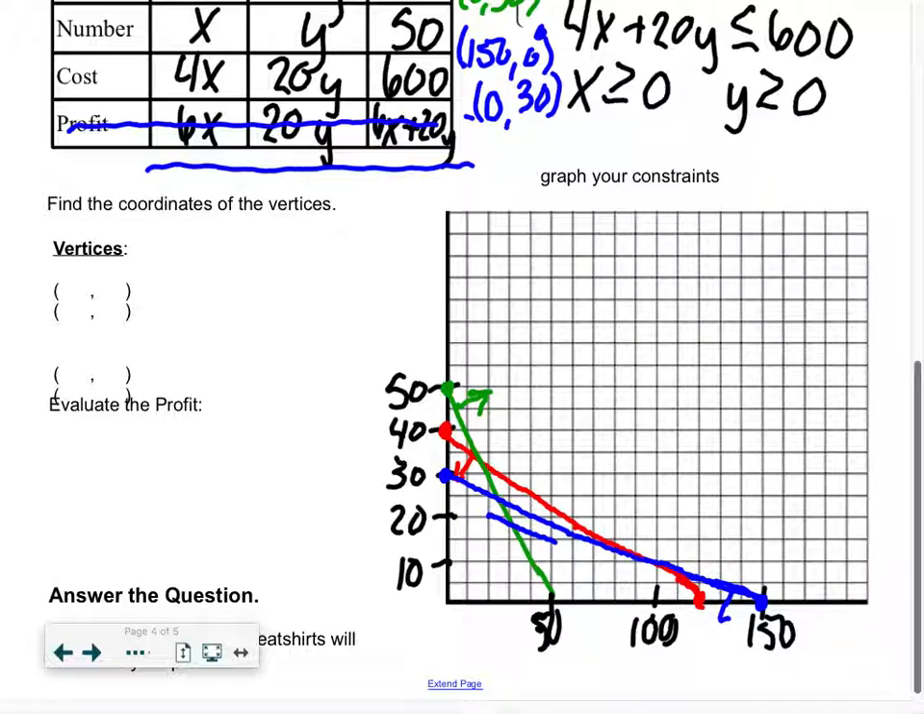It's in the little triangle between 50 and 100. Yep, so we're above the green, below the blue and red.